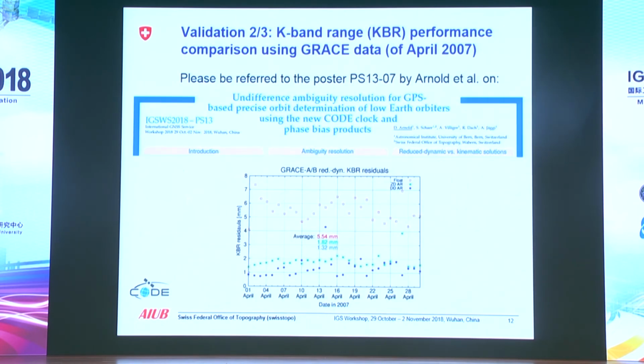Another validation is shown on a poster created by one of my colleagues, Daniel Arnold. Here we generated the integer clocks for April 2007, also confirming that our strategy works for older data, and he could validate that with GRACE K-band data, and could show that without further fine-tuning, the zero difference application is already pretty close to the double difference based on baseline. Also, we refer to this poster.